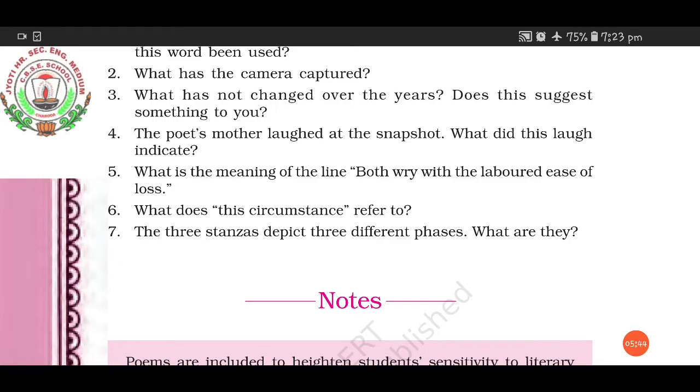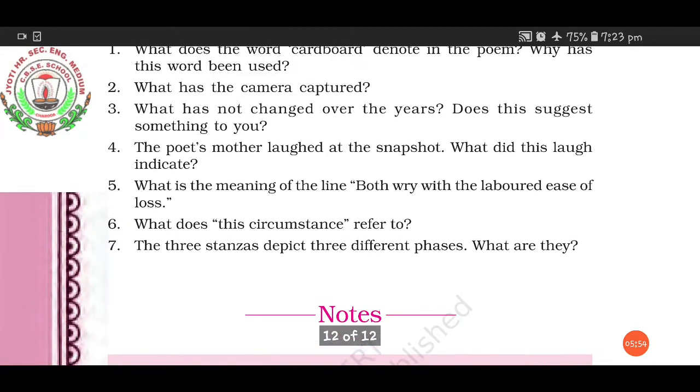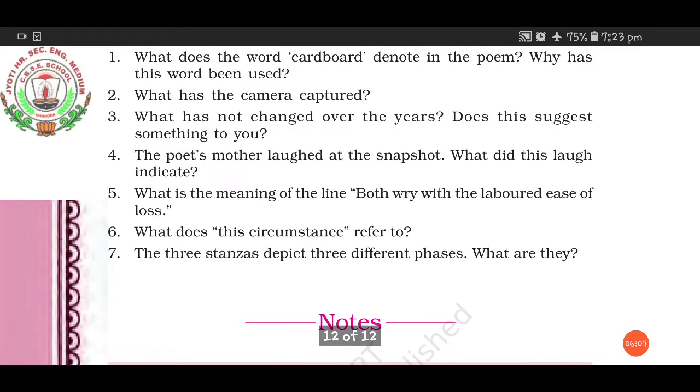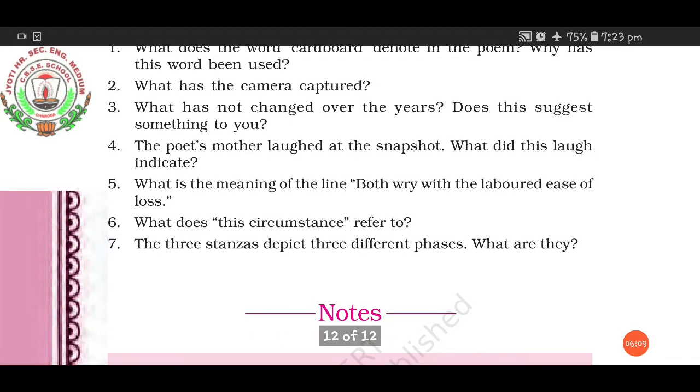Right, what I told you? Both were disappointed. Here, it means a mixture of feelings: happy to see something but disappointed at the loss of that something. And here both means the poet and the poet's mother. And both were happy. Happy regarding what? First, the poet's mother was happy to see the photograph and recall her childhood. The poet was happy to see the mother in the photograph.